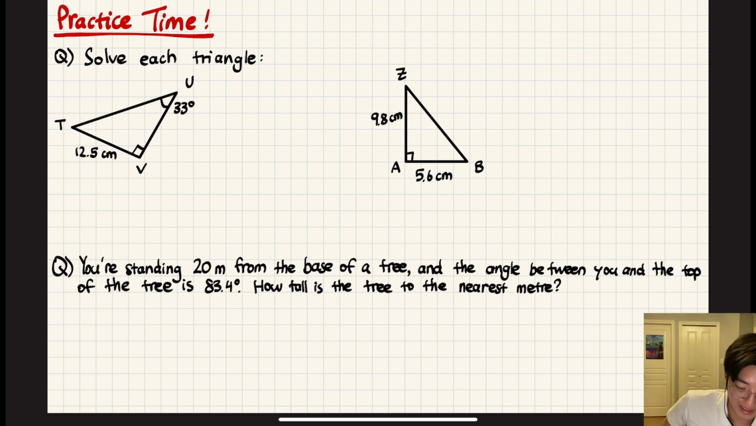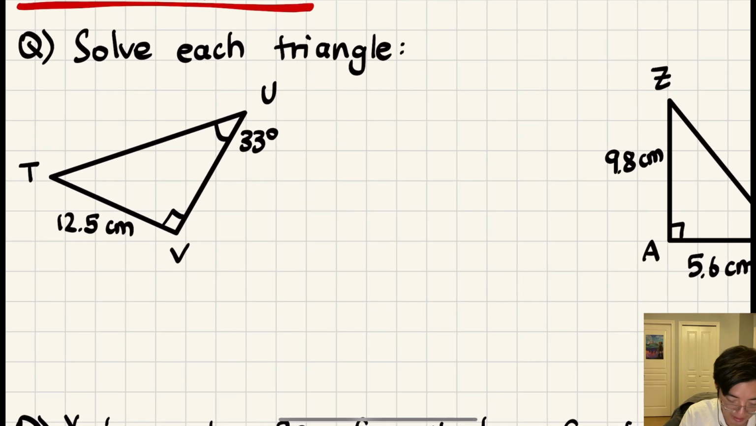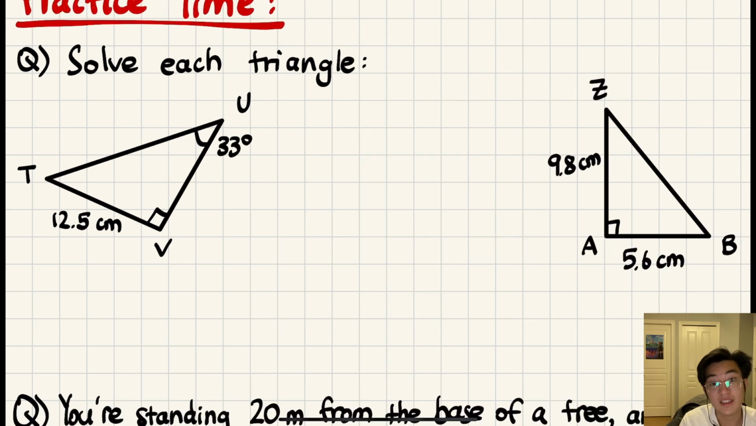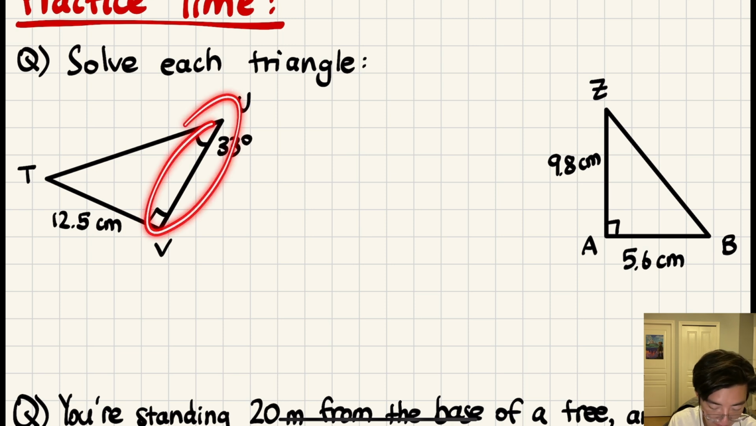Let's figure them out. Starting with solving each triangle, in this case, we're trying to find the hypotenuse and the short length, as well as this angle right here. We're given this angle right here, the 33 degrees from angle U, and we're also given the length that's opposite to this angle, which means that we can use sine, because it's opposite over hypotenuse, to find the hypotenuse, and we can use tangent, which is opposite over adjacent, so we can find this adjacent line.